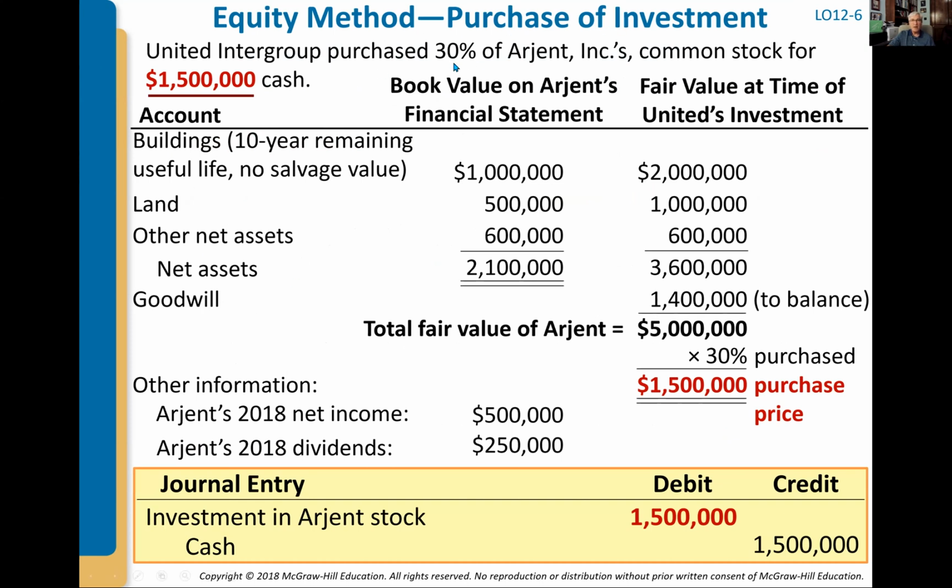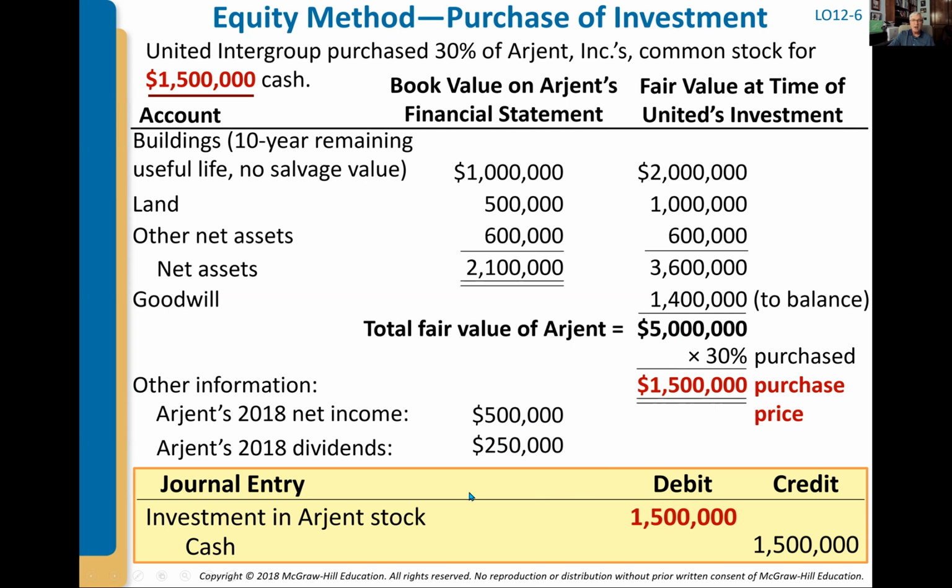So equity method, United Intergroup purchased 30% of Argent's common stock. And so the fair value of Argent was 5 million. We bought 30%, so we paid 1.5 million. During 2018, Argent, the one we have significant influence over, earned $500,000 net income and paid $250,000 in dividends. So we're going to look at accounting for that.